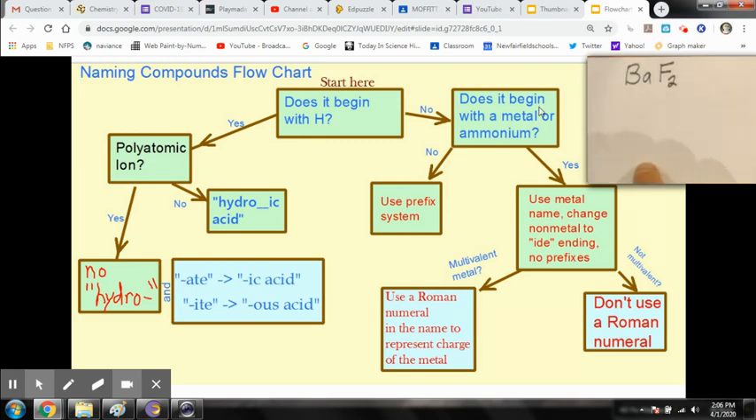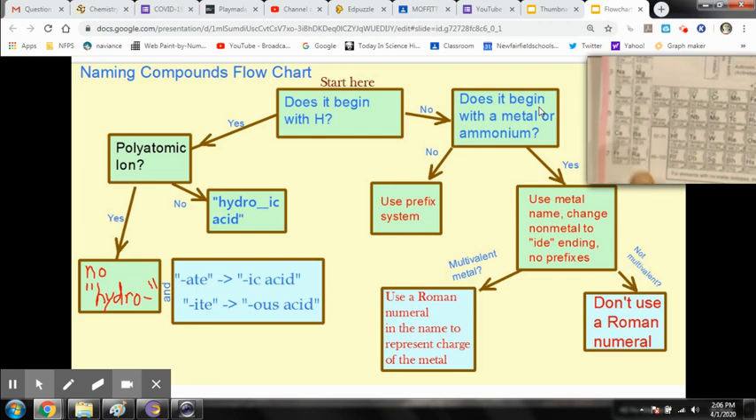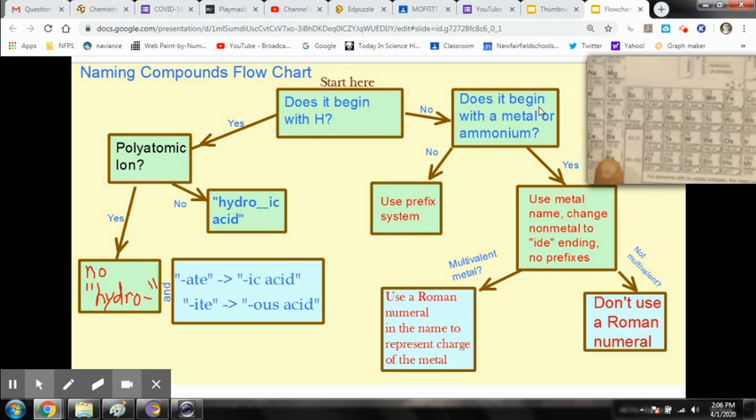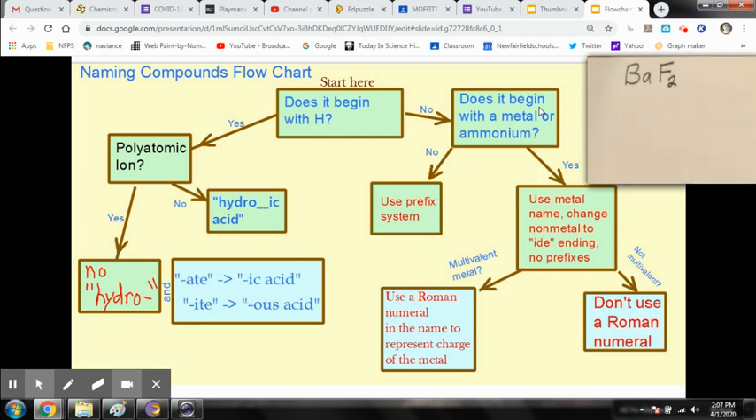Does it begin with a metal or ammonium? Well, I think Ba is a metal. I don't know. Let's go to the periodic table. Barium, Ba, there you are. Yes, you are definitely on the metal side of the periodic table. So that's a yes. So we're going to use the metal name and we'll change the non-metal to IDE, and we will not include prefixes.